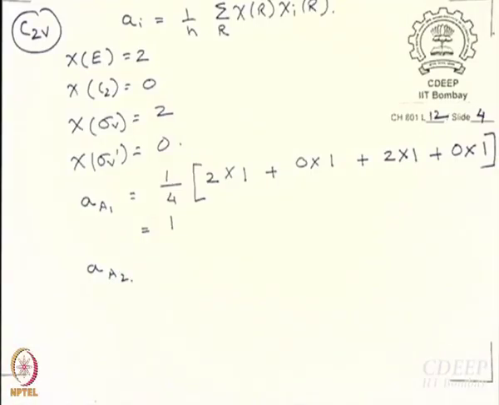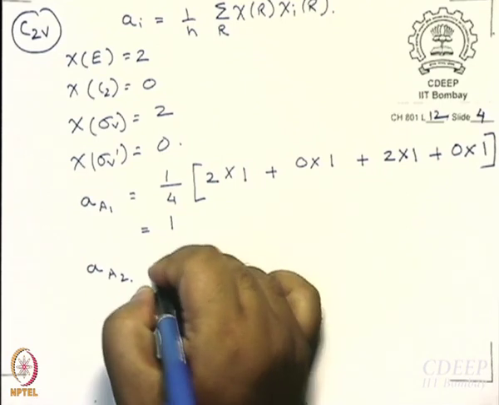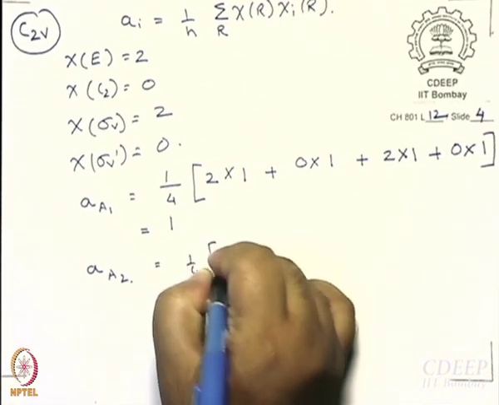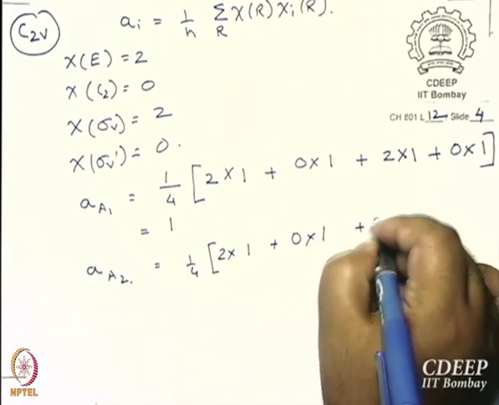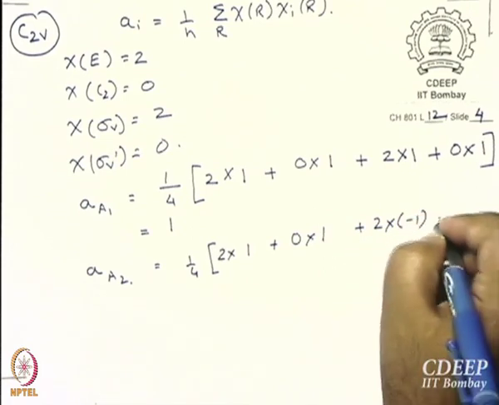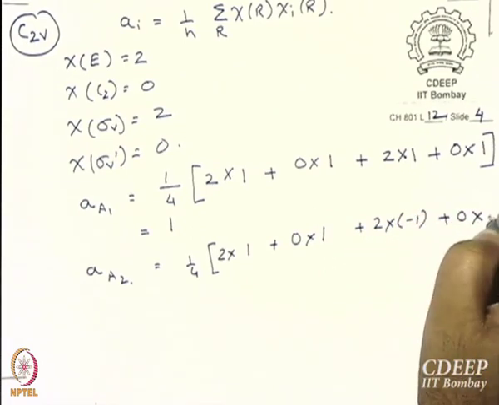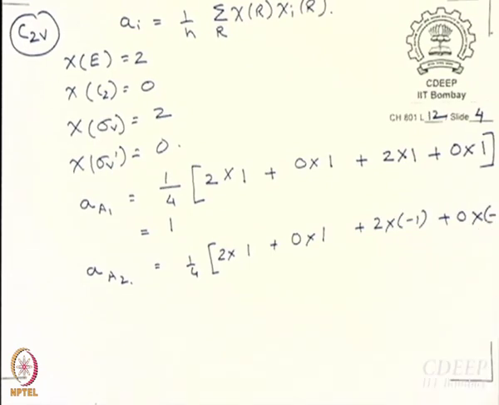All right. So what is the next one? A2, right? What are the characters of A2? Even if I don't show you, you should be able to tell me. 1, 1, minus 1, minus 1. Very good. So now let's work this out. A2 will be equal to 1/4 times 2 multiplied by 1 plus 0 multiplied by 1 plus 2 multiplied by minus 1 plus 0 multiplied by, doesn't matter. What is the answer? 0.